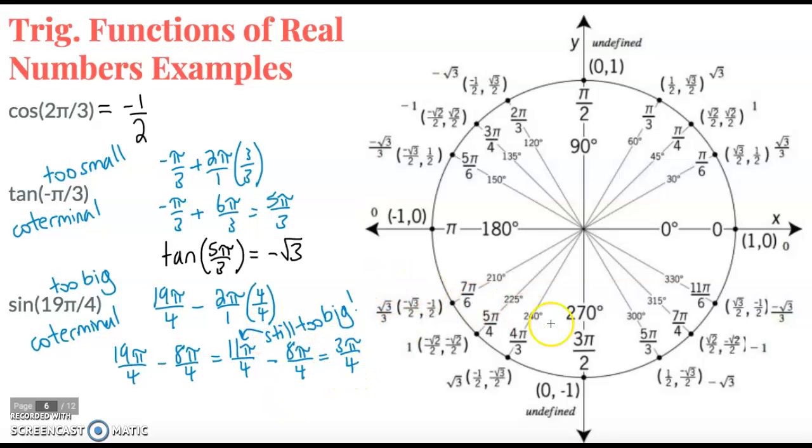All right, so then now instead of being asked to find sine of 19 pi over 4, we're being asked to find sine of 3 pi over 4, which is actually on our unit circle. Sine is the y coordinate, square root of 2 over 2.